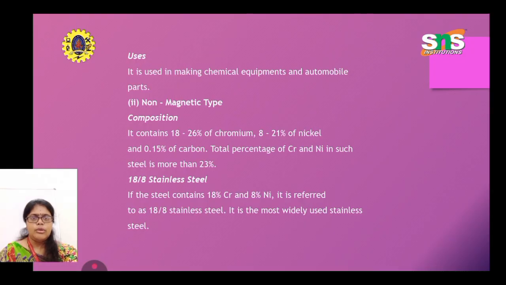Non-magnetic type: the composition is 18 to 26 percentage of chromium, 8 to 21 percentage of nickel, and 0.15 percentage of carbon. The total percentage of chromium and nickel in such steel is more than 23 percentage. If the steel contains 18% chromium and 8% nickel, it is referred to as 18 by 8 stainless steel. It is the most widely used stainless steel.